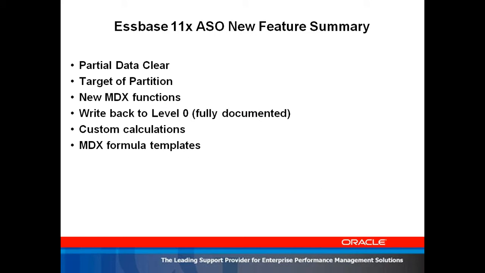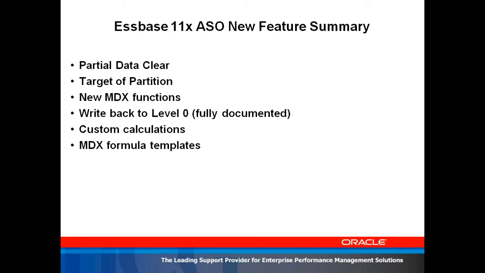That brings us to Essbase version 11, which adds many more features. Things like partial data clear, where you're going to clear just a certain part of the database. Now you can use an ASO database as the target of a partition, whereas in the past you could only use it as the source of a partition feeding data to another database. Now you can use it as a target. So you can have a BSO database sourcing the data, portions of the data that you see in the ASO database.